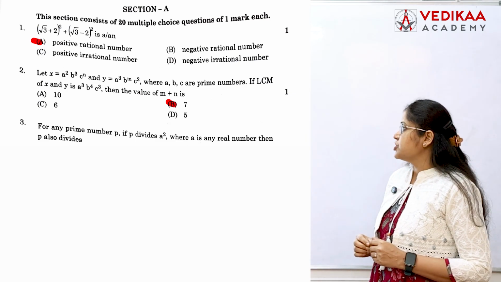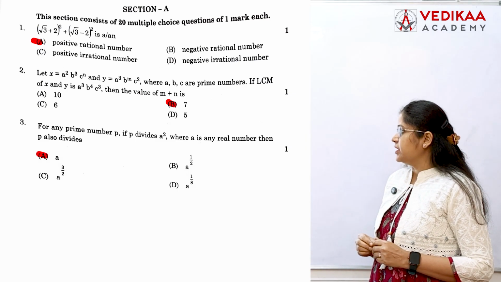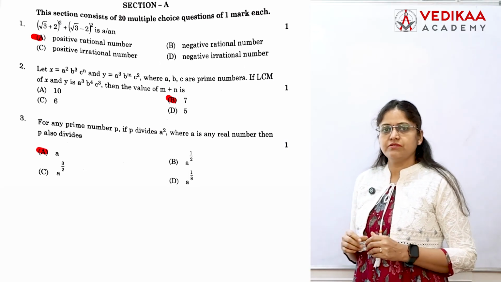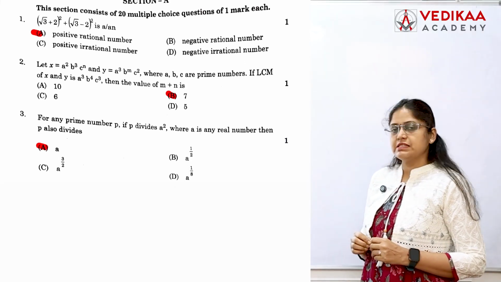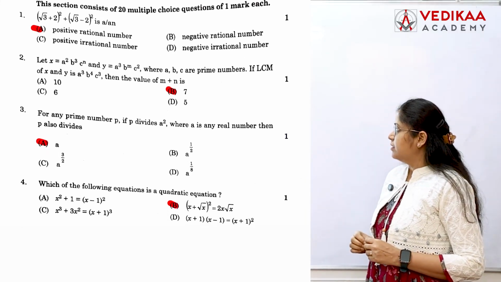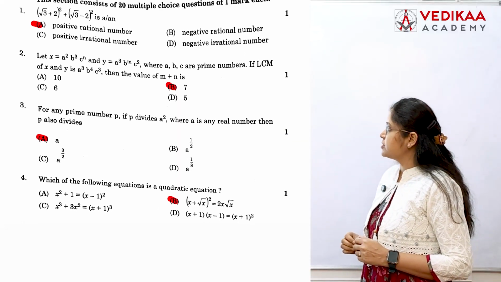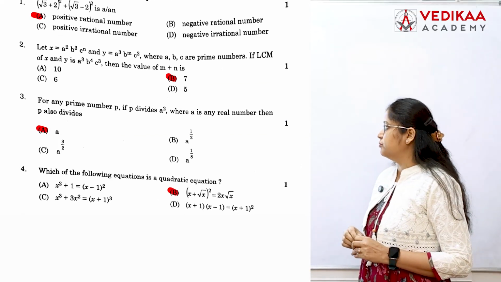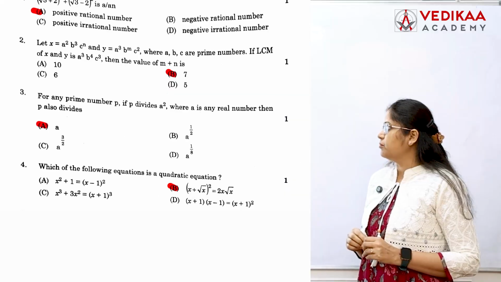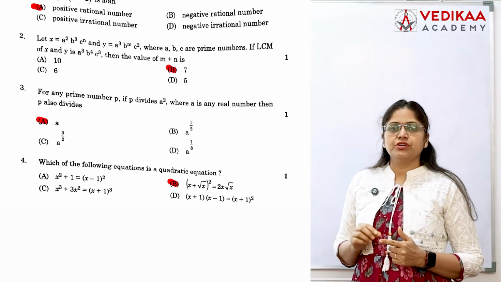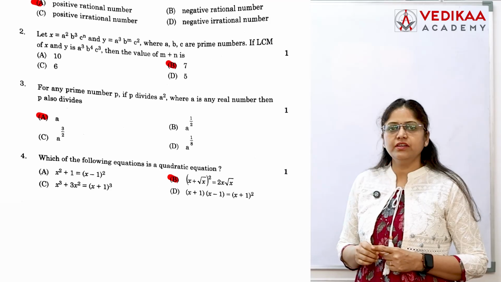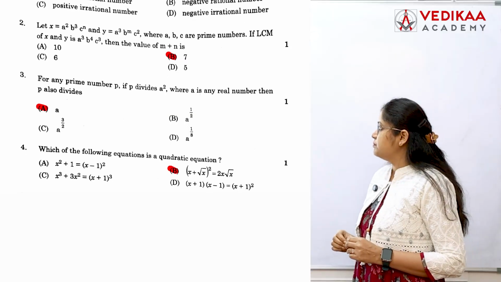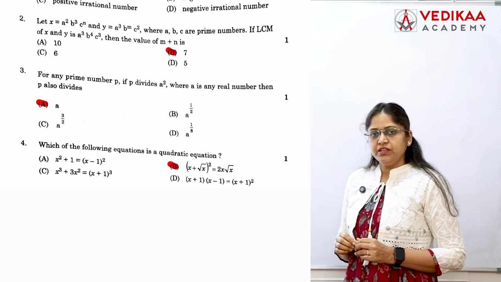Let us move further. Question 3. For any prime number p, if p divides a square, then p also divides a. Okay. So again it is a very simple question. So question number 3, answer is A. Question 4, which of the following equations is a quadratic equation? So again, out of 4 options, you have to solve all the 4 equations which were given to you, and from that the answer is B. The quadratic equation is nothing but the equation with degree equal to 2. So for the rest of the equations, the degree is not equal to 2. So your answer is B. B is your quadratic equation.